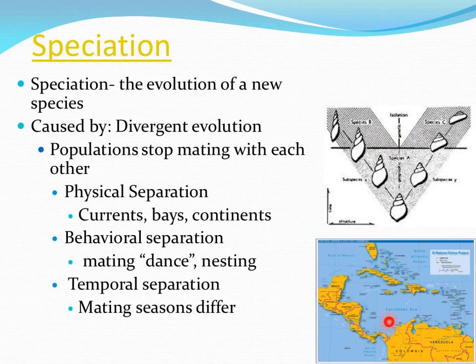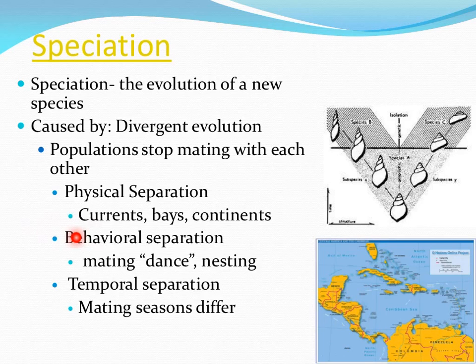If something were to go through the Panama Canal, being in the Caribbean versus being in the Pacific, it's going to be evolving and adapting in very different environments. You could have behavioral separation, where organisms have different mating dances, or build different nests, or build nests in different places, so they're not really interested in mating with each other. They're not attractive to each other.